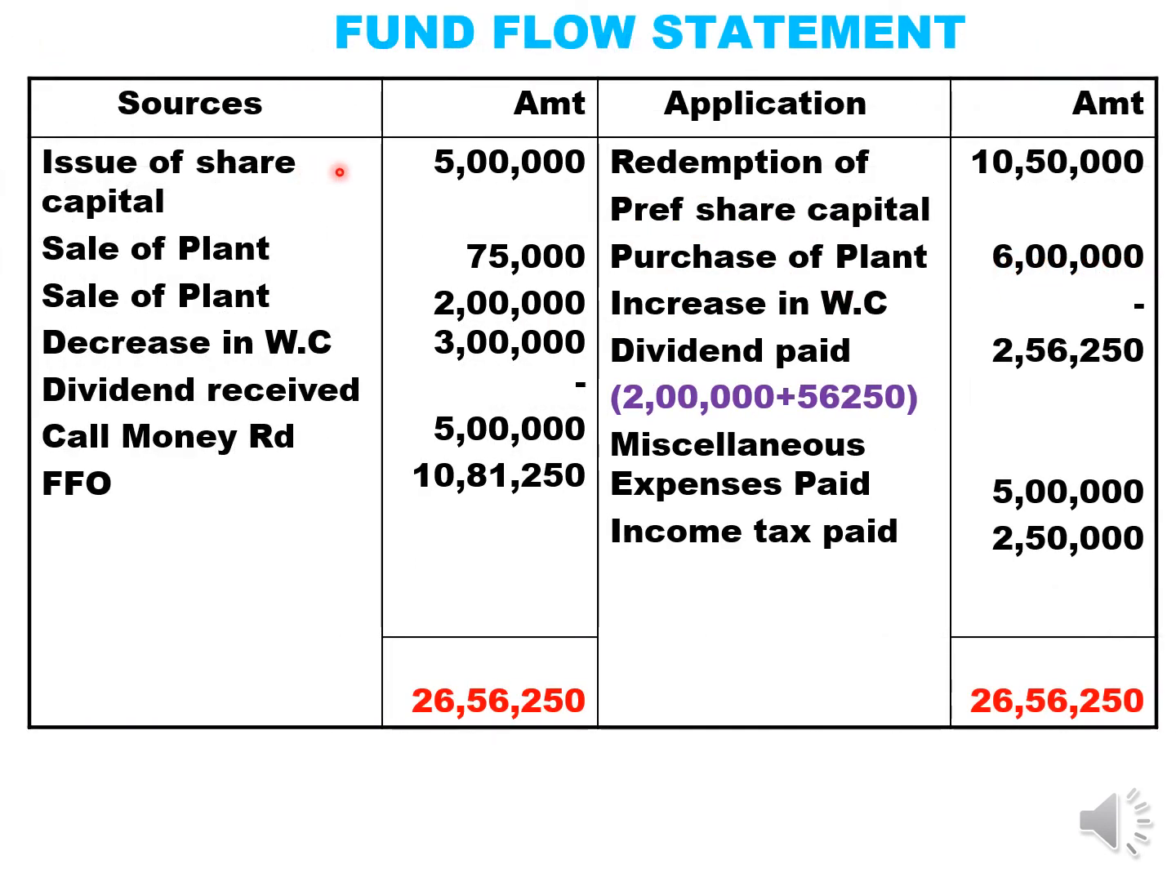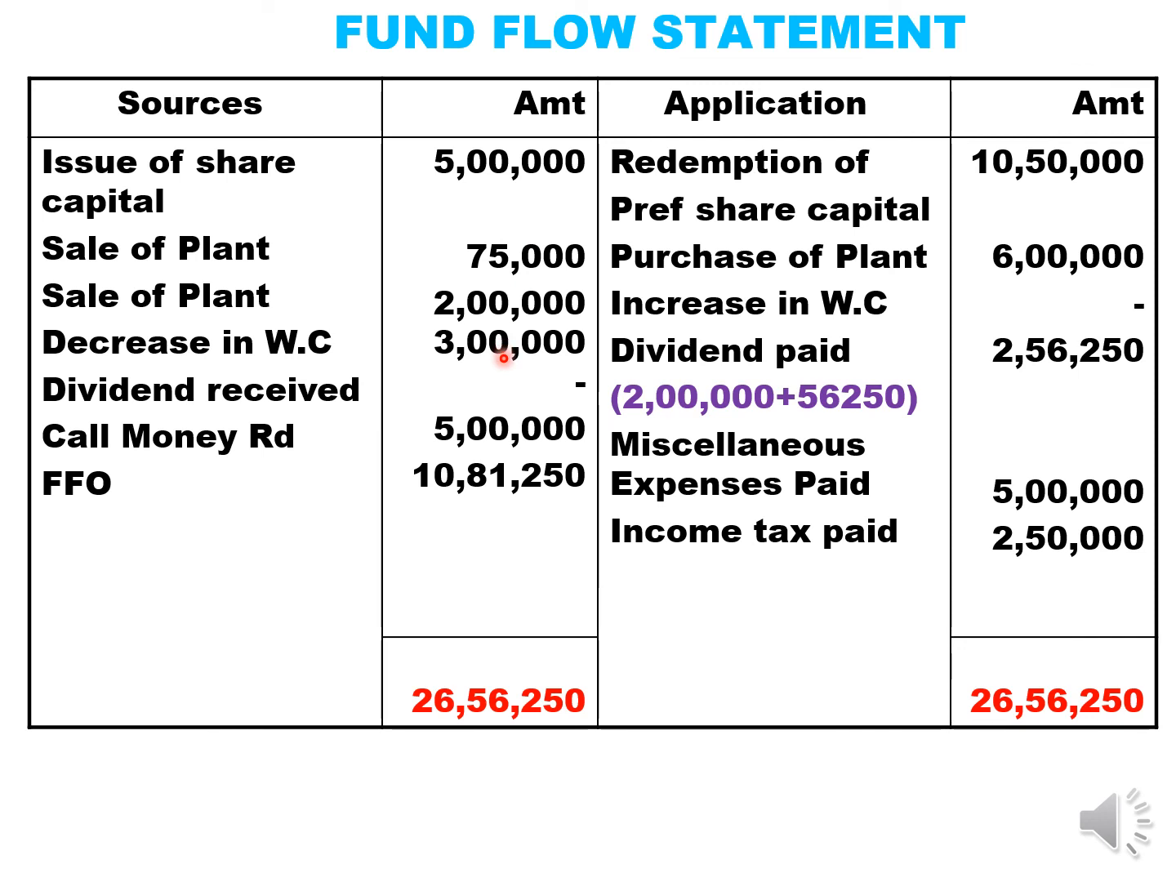So fund flow statement, students. Sources indicates receipt, application indicates payment. So we have issued equity share 5 lakh. Sale of plant we received 75,000. Sale of plant again we have 2 lakh. So all these three indicate receipt of cash.